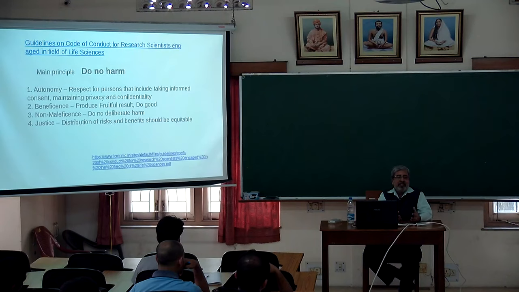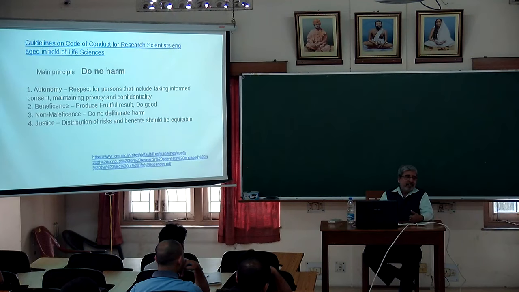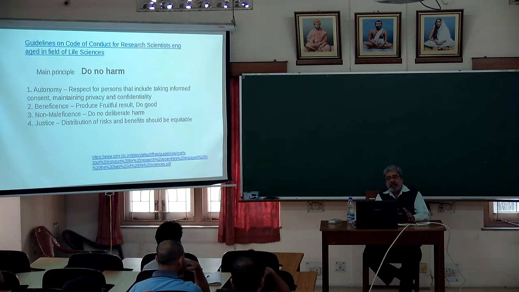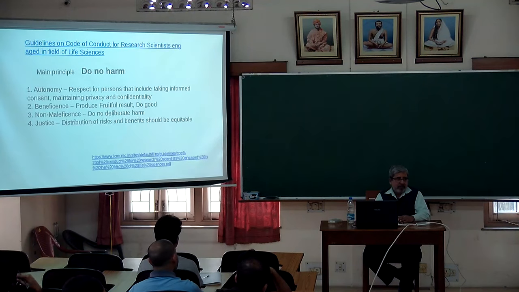I can tell of a famous experiment of this kind. I read it during my BSc days, that a group of 60 people were made to starve, with no food, and they found out what happens. It happened during the 60s, 70s. So this kind of benefit should be equitable. The risks should be covered.